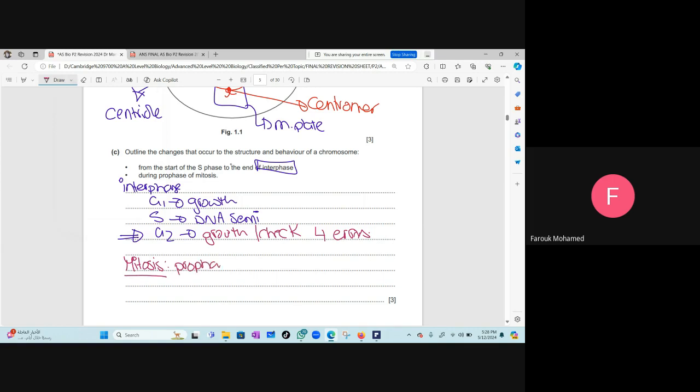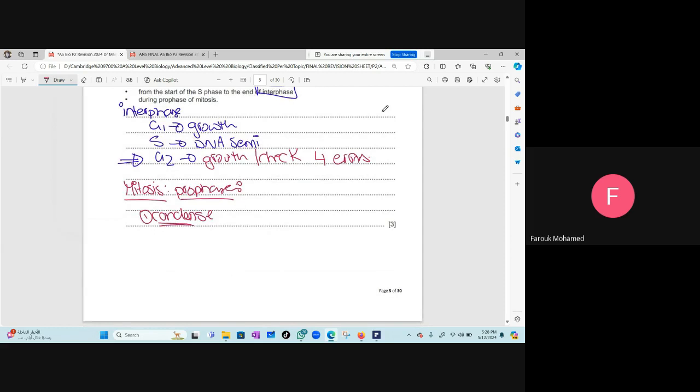In prophase, the chromosomes condense, they're visible. This is the early prophase. Condensation means they become thicker. Yes, correct. And then what disappears in prophase? The nuclear membrane. Very good. What else? The nucleolus also disappears.